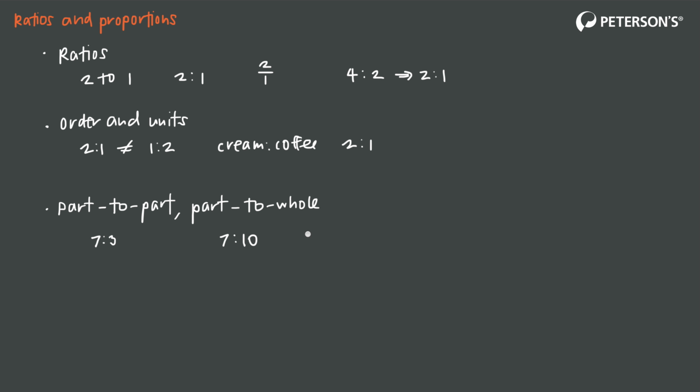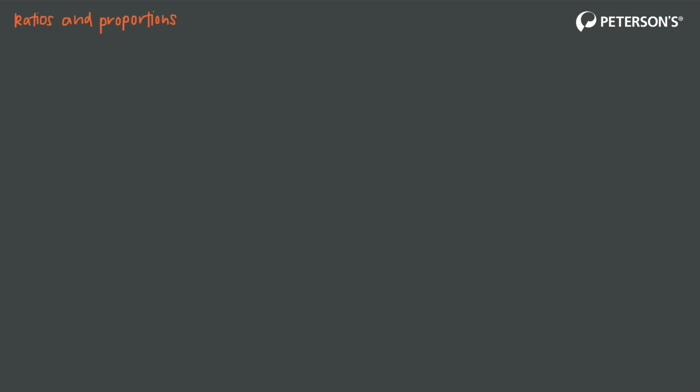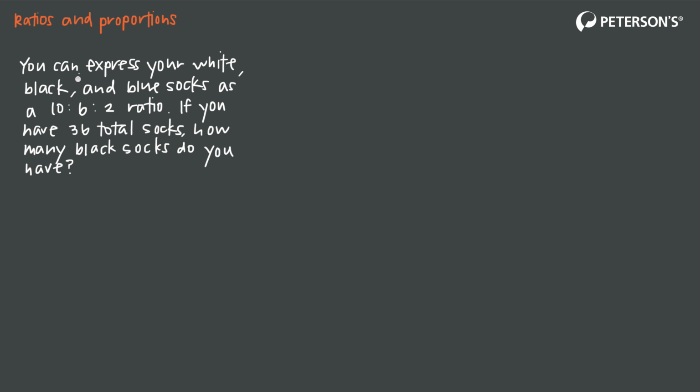I could also say my apples to fruit ratio is 3 to 10. Let's go ahead and look at a couple examples. In this first one, it says you can express your white, black, and blue socks as a 10 to 6 to 2 ratio. If you have 36 total socks, how many black socks do you have?